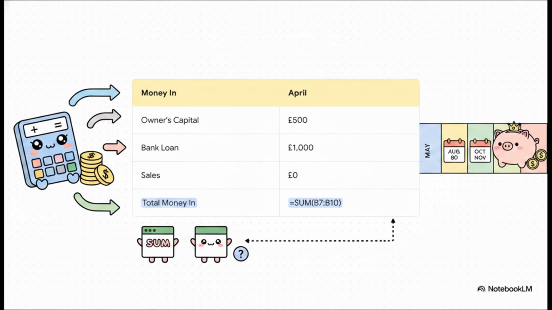And here it is in action. See that total money in row? We just use our sum formula to add up everything above it. Your own capital, maybe a bank loan, your sales, all of it. And then we do the exact same thing for the total money out section to add up all our expenses. The best part, once you've done it for the first month, you can just drag that little corner again and copy the formula across the whole year.